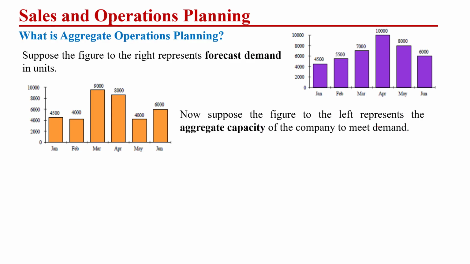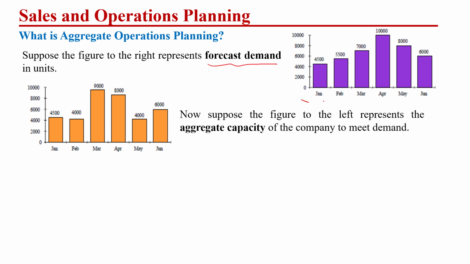So first of all, let's briefly discuss what the aggregate production plan is. I'm not going to discuss it in detail in this lecture, but let's briefly discuss it. So basically, in order to develop the aggregate production plan or aggregate operation plan, first of all, we need the forecasted demand for the product family.